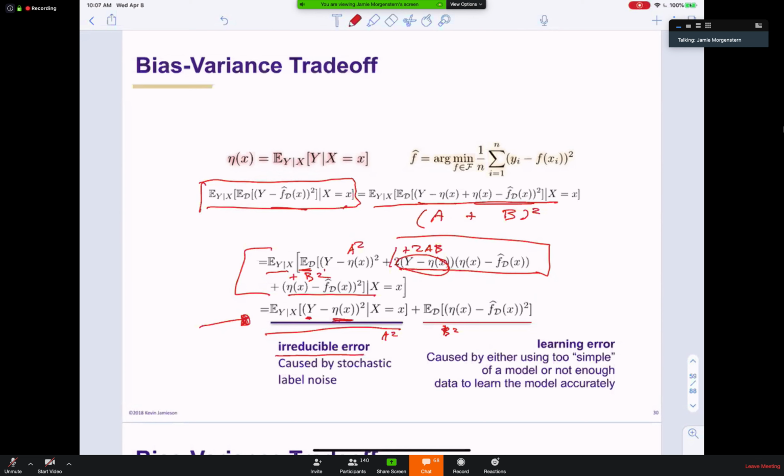It has nothing to do with the optimization we're doing, right? It doesn't have an f hat at all. It's merely a function of this eta x term, which is defined by the distribution and has nothing to do with us, and the distribution over y. The other term, this one right here, what does this look like? Does someone want to try to give me a description of what this is?